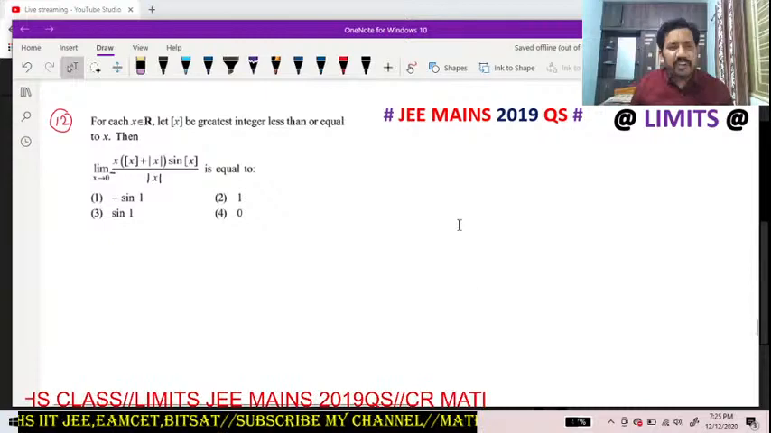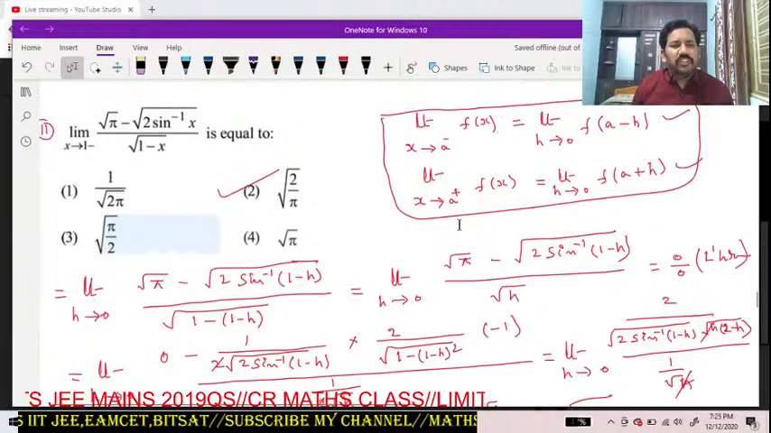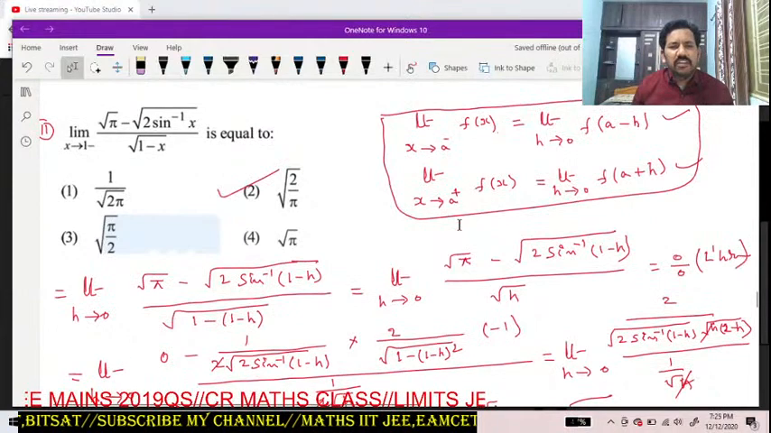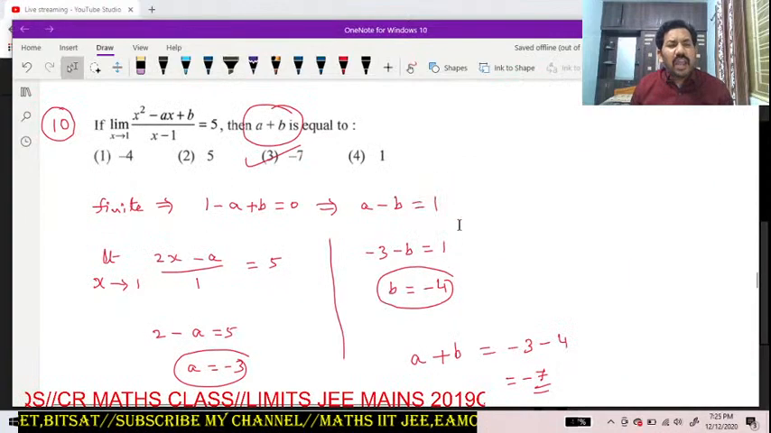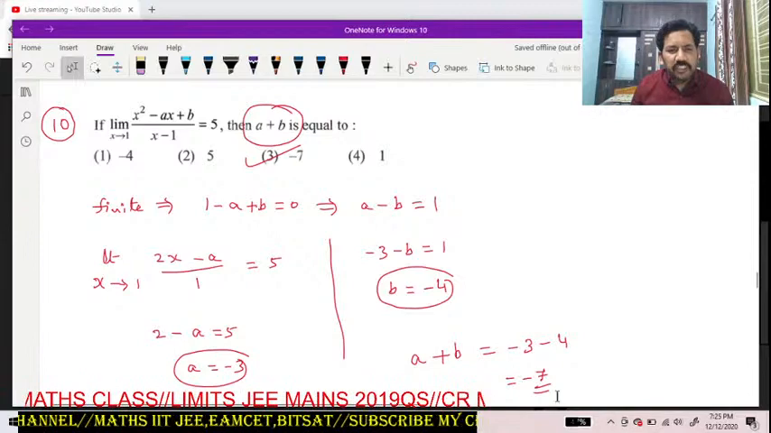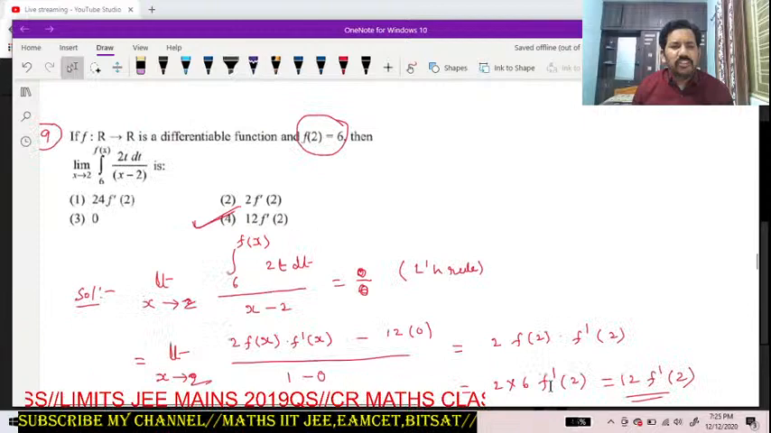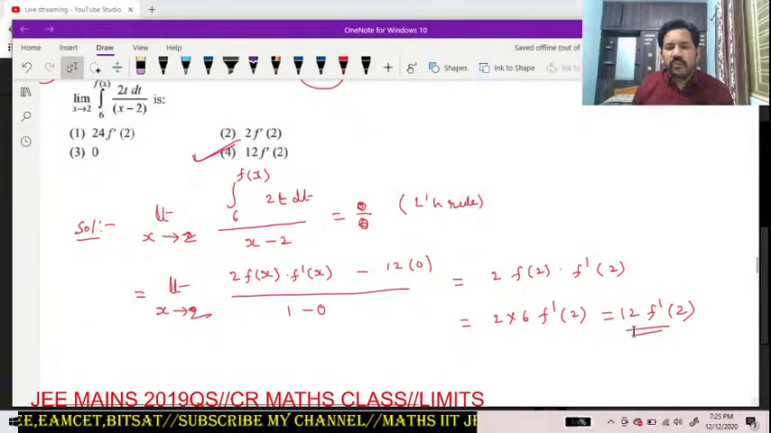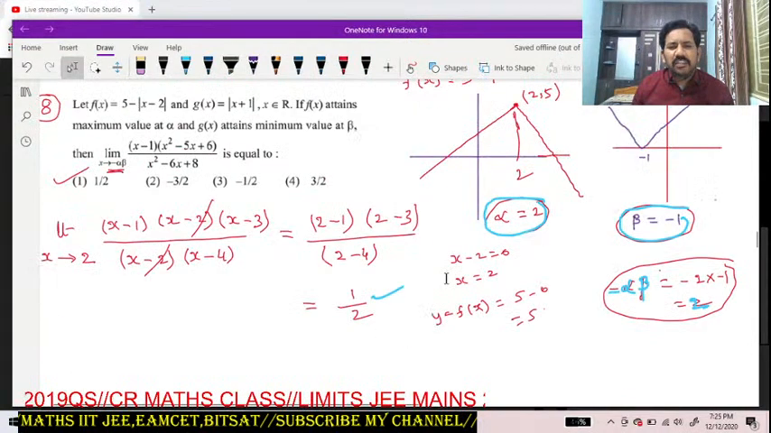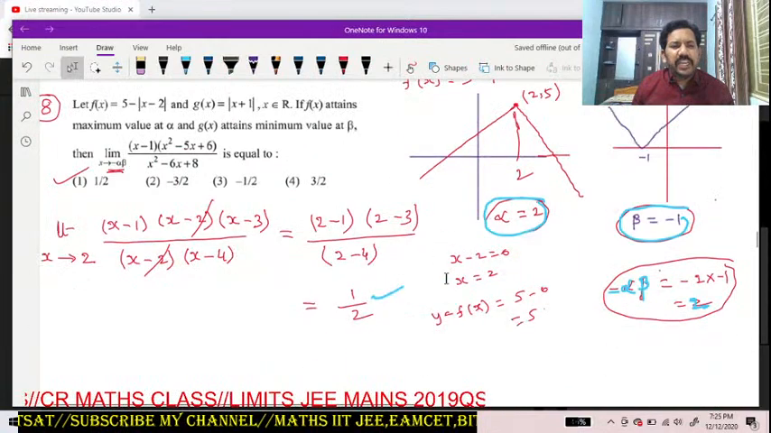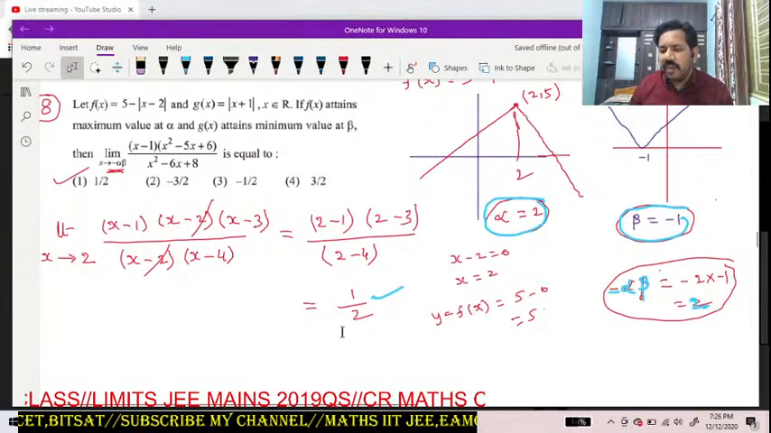In our previous class we had discussed the 11th question. For the 11th question, we got the answer 1 by root 2 pi. For the 10th question we got the answer minus 7. And for the 9th question, by using Leibniz theorem, we got 12 into f dash of 2. One of the students told that the 8th question is getting the answer minus 5 by 2. That is the wrong answer. The correct answer is 1 by 2.